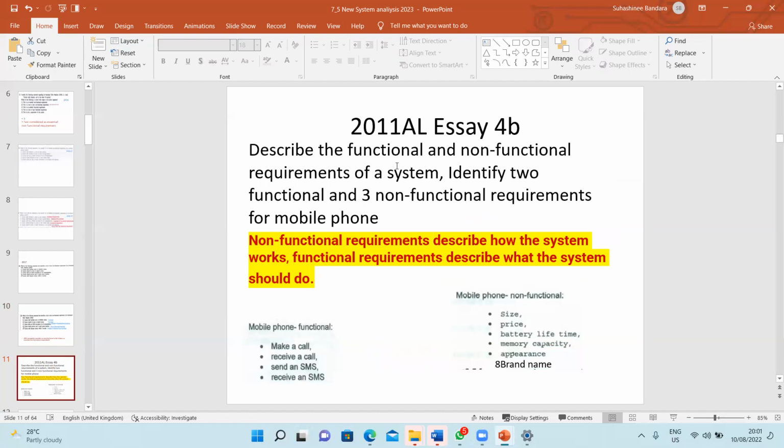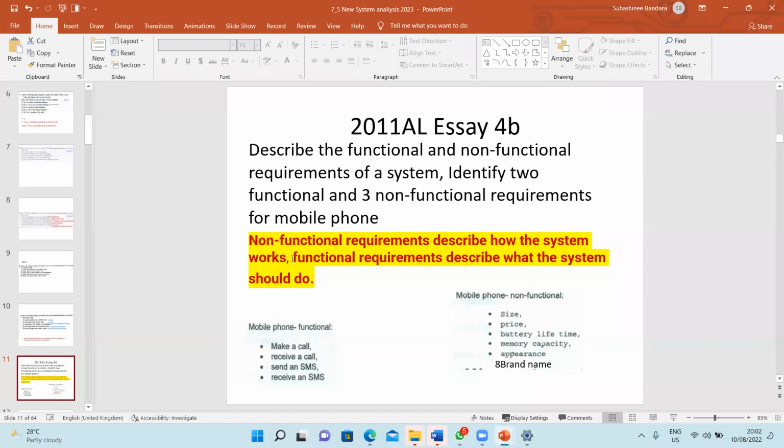Then I gave this one, 2011 A-level essay, question number 4B. Describe the functional and non-functional requirements of the system. Identify 2 functional requirements and 3 non-functional requirements. Non-functional requirements describe how the system works, and functional requirements describe what the system should do. And earlier we discussed that non-functional means limitation, constraint. That also you can mention for non-functional requirements.